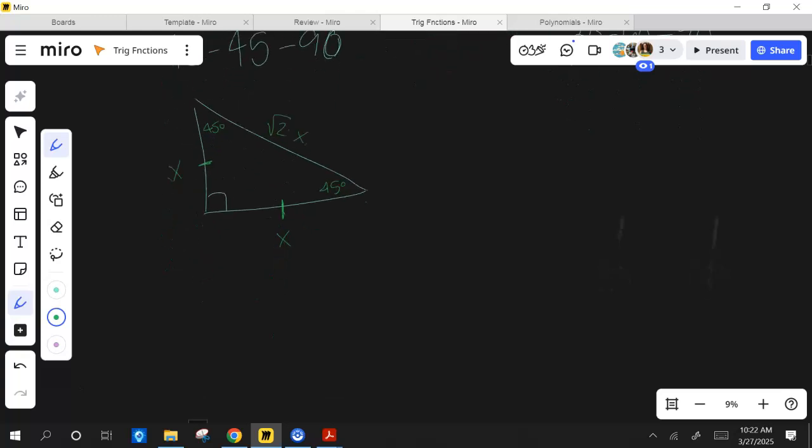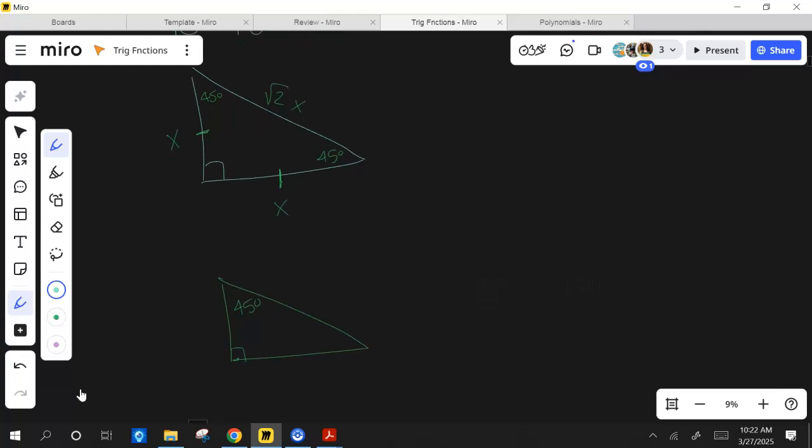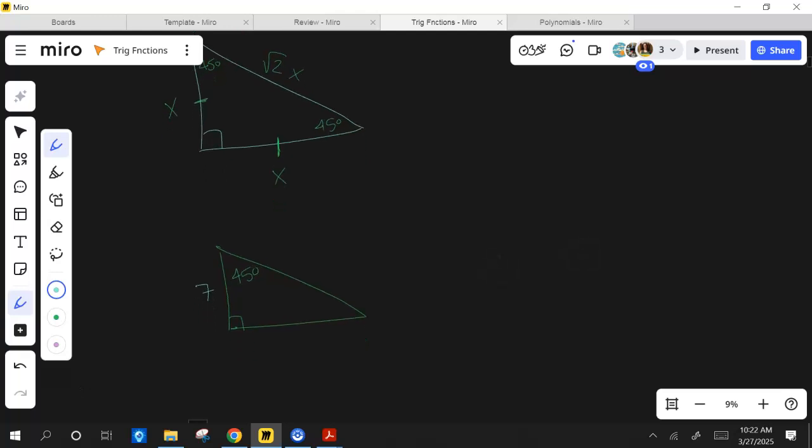Now, that's very, very basic. If I told you that this was 45 degrees and that this was 7, you could tell me what everything else in that triangle was just from those 2 things. Because this angle has to be what? 45, because I've used 90. This is 45. That only leaves me 45 here. And if both of these are 45, then this leg has to also be 7, which means that this hypotenuse is 7 times the square root of 2.